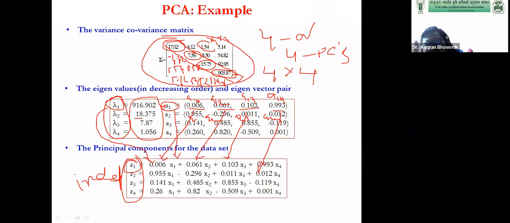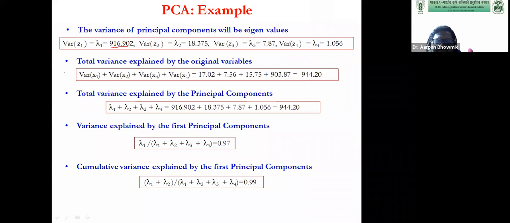So just take the diagonal entries, which are the variances of the original variables. If you add all the diagonal elements, you will get 944.20. Now you sum all the eigenvalues, or variances of the principal components. So you can see lambda 1 plus lambda 2 plus lambda 3 plus lambda 4 is equal to 944.20, and these two are equal. So that means total variance explained by all the original variables will be the same as total variance explained by the principal components. If this is 100%, then all the principal components are also explaining 100% variation in the data. But we don't need 100% variation.